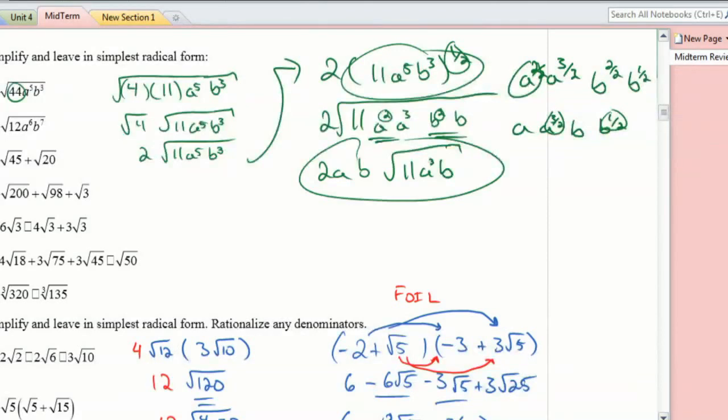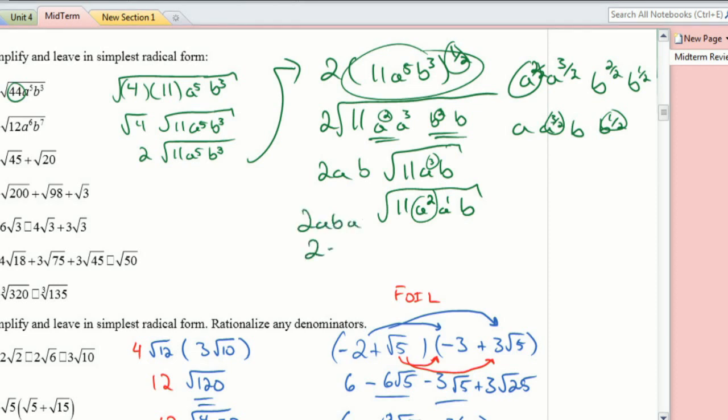And then we have the same thing here with this a to the 3. We can break it into a squared times a, and then we can take the square root of a squared, which is just a. So we have 2ab times a, or 2a squared b times the square root of 11ab. So that's kind of the long and the short of getting those variables simplified.